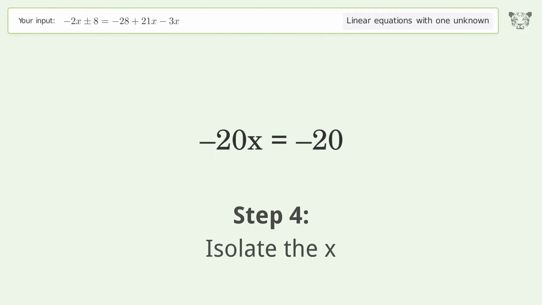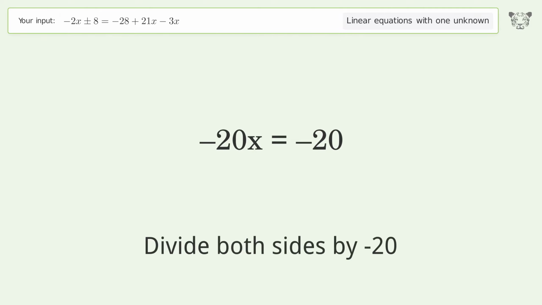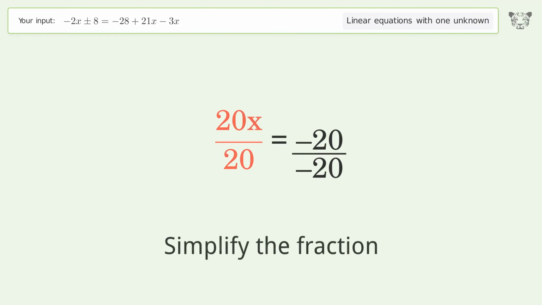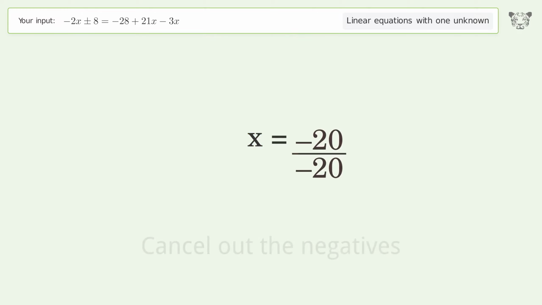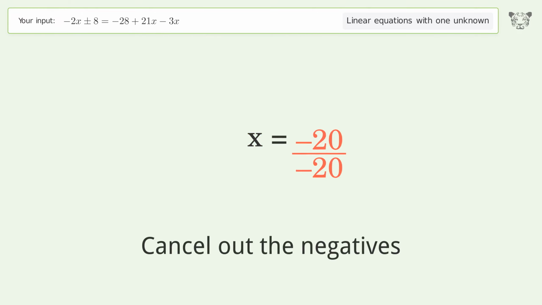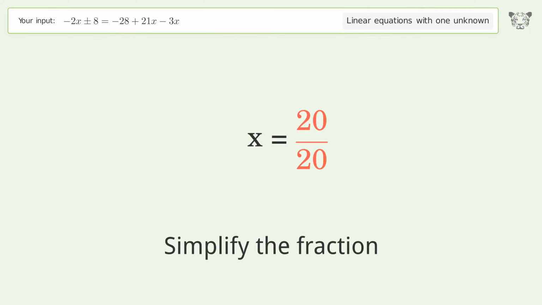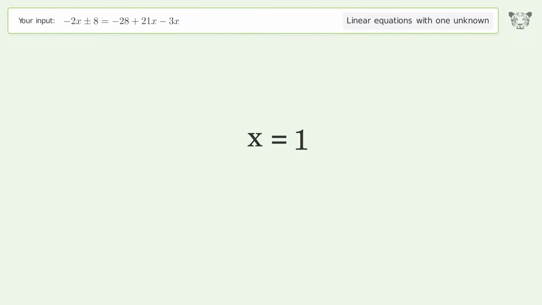Isolate the x. Divide both sides by -20. Cancel out the negatives. Simplify the fraction. Cancel out the negatives. Simplify the fraction. And so the final result is x equals 1.